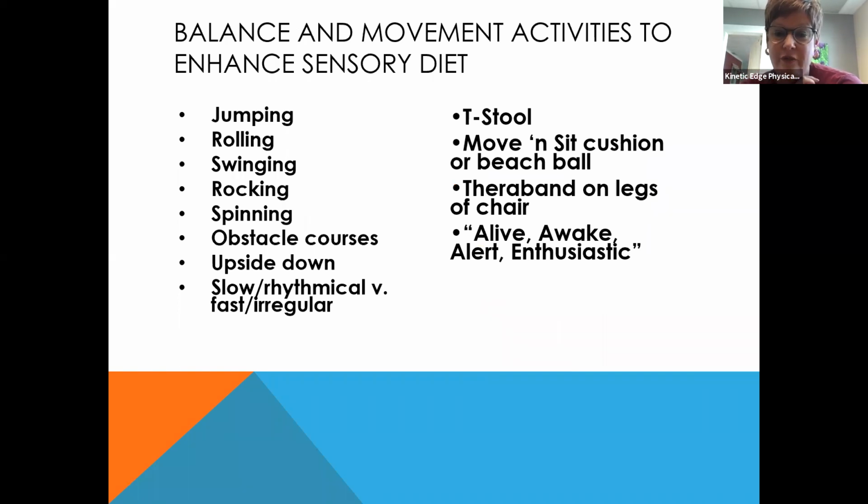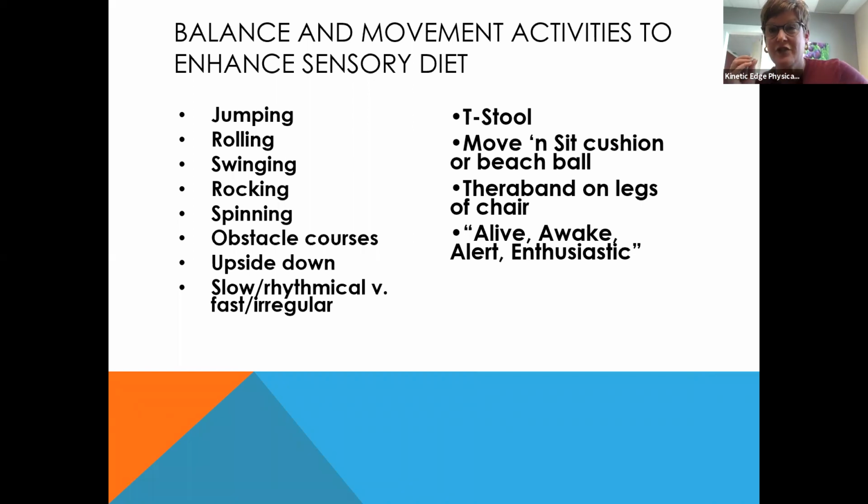Movement is so very, very important. It's just a way to soak our brains in good endorphins. And so get your kids moving, jumping, rolling, swinging. Spinning is going to be very alerting, so sensory seekers will love it and thrive with it, but the sensory avoiders aren't going to like it, so that's okay.